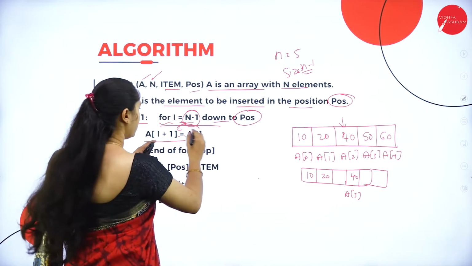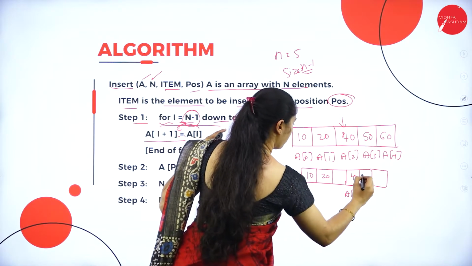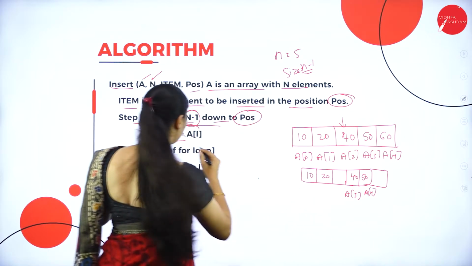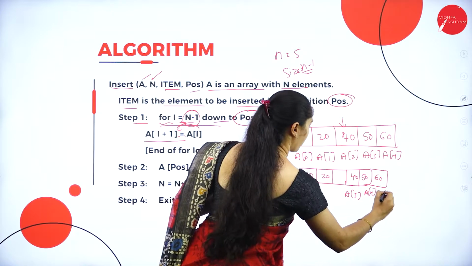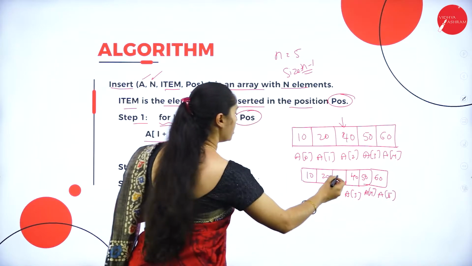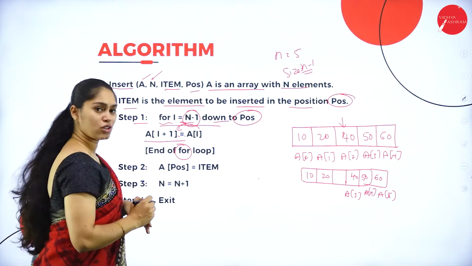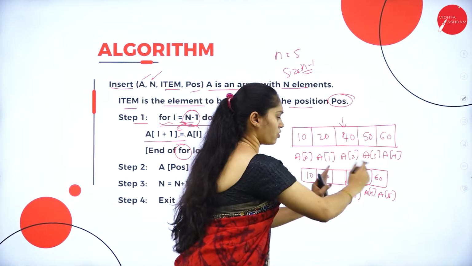Again it will come to this position. After that, 50 will be moved to the next position, A of 4, and next the loop will execute again and A of 5 will come here. So now this position is blank. What we have to do after the end of this for loop, that means up to this position, n minus 1, we have done it.